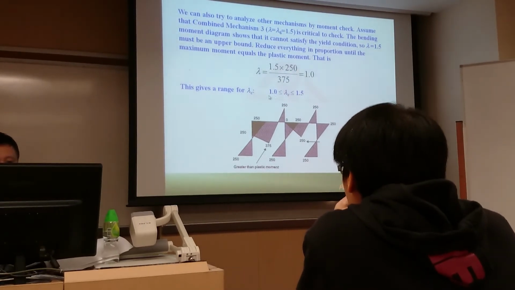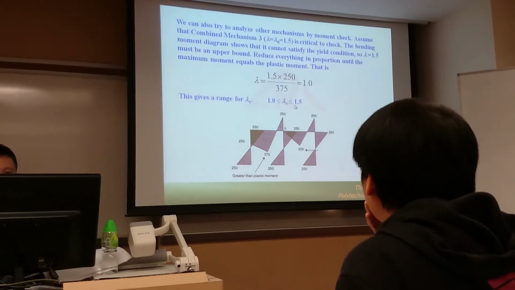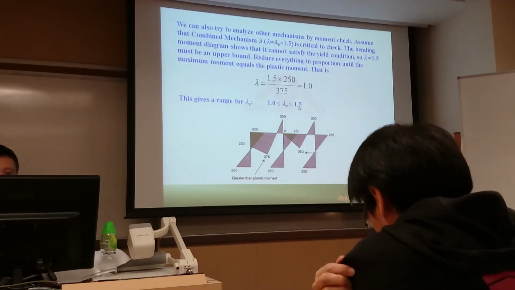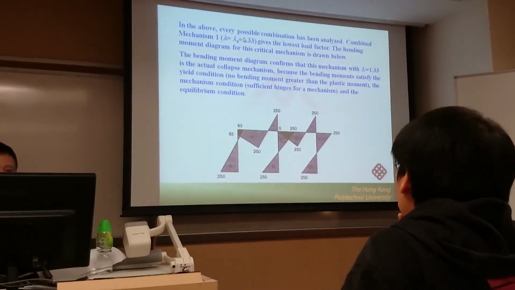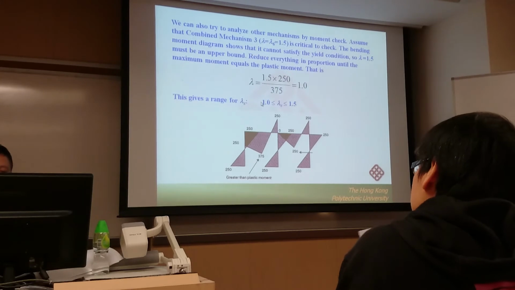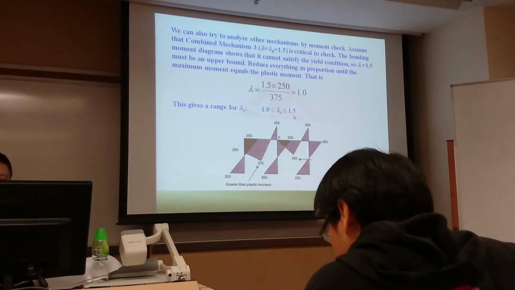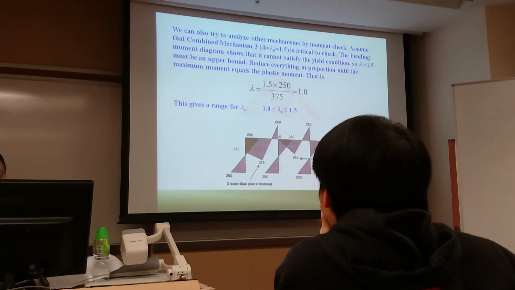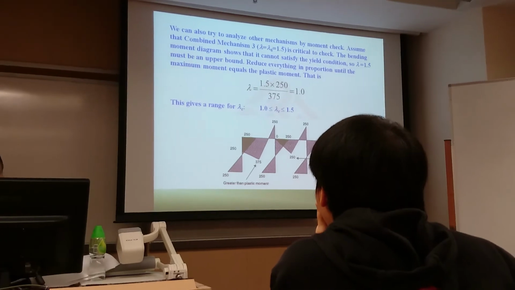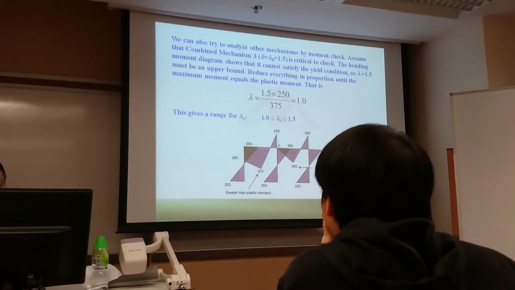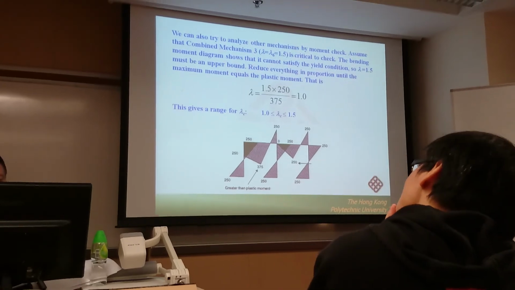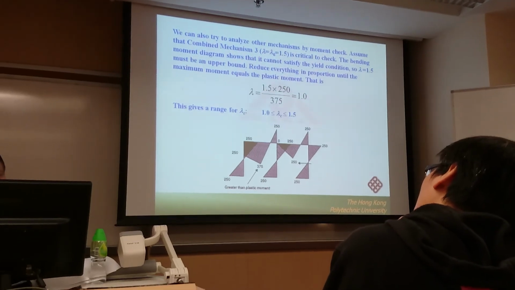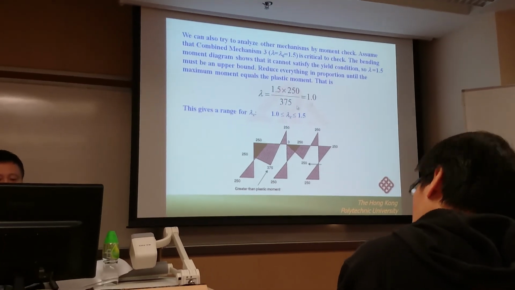So we can estimate the lower bound and the upper bound. The true value must be between 1 and 1.5. We know the true value is 1.33, which is between 1 and 1.5. So this example provides you a way: even if you do not obtain the true value of the load factor, and you obtain the load factor from an incorrect mechanism assumed, you can still estimate the range of the load factor. So this is an example.